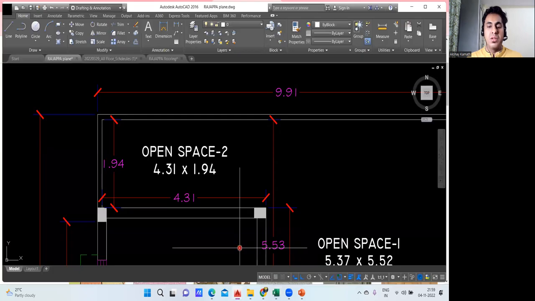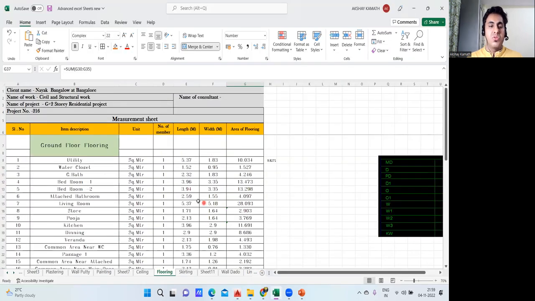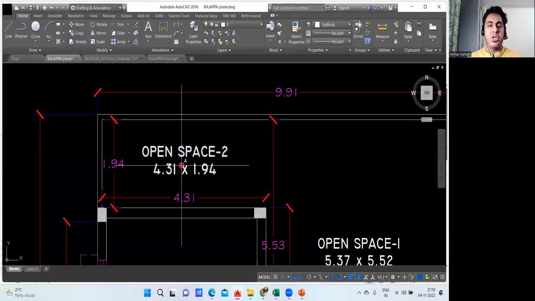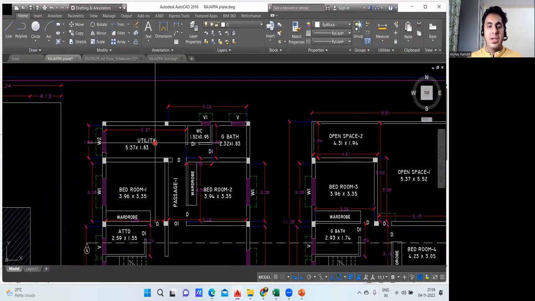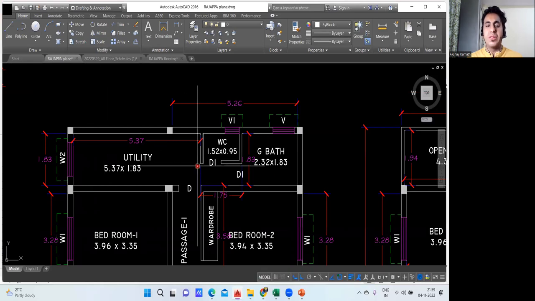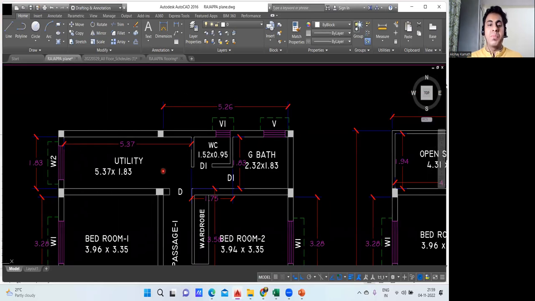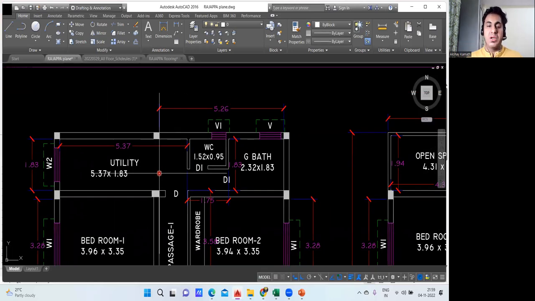What I'm trying to tell is, for example, see here. Let us say in the utility you got 10.034. I'll go to the utility area now. So this is my utility area. Now in the utility, what kind of tiles do you put? Since it's a utility area, we usually go with rough tiles, isn't it? Because if you put normal glossy tiles, since the utility is always subjected to water, you will have water there. So you have to put anti-skid tiles. That kind of tiles has to be put.